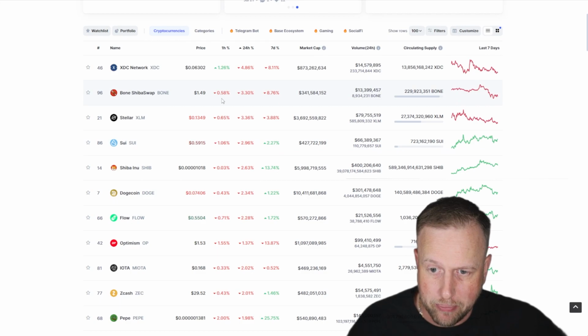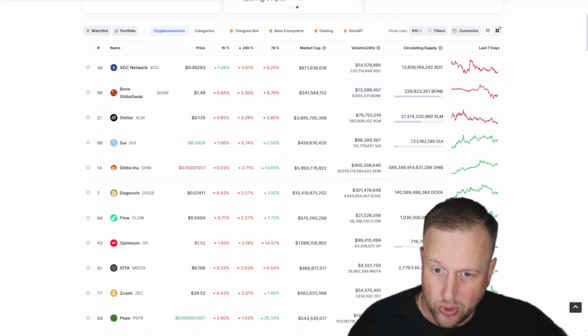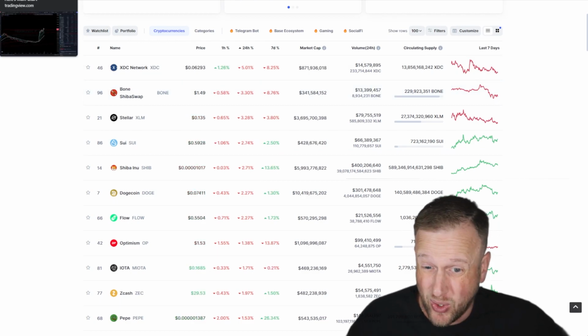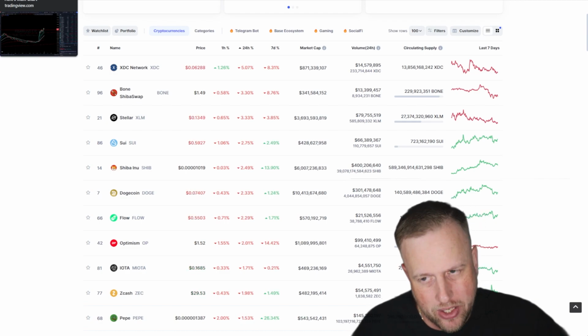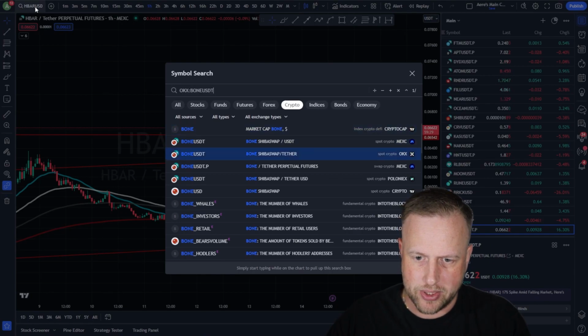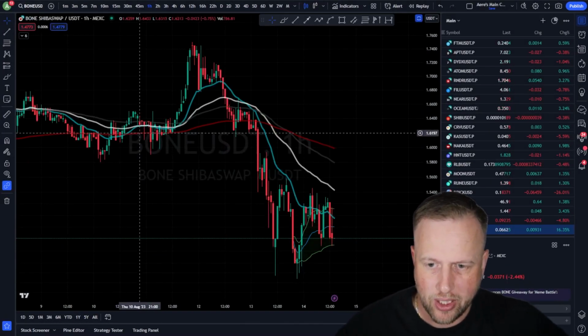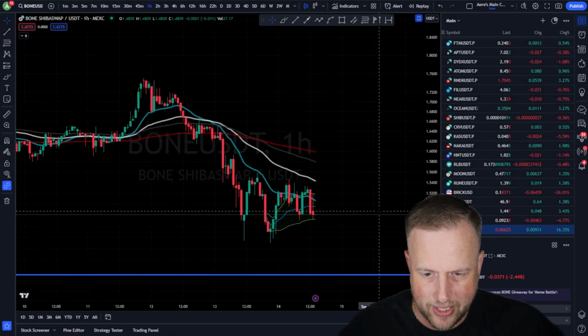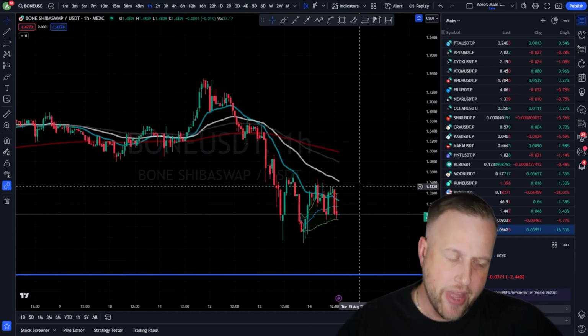So let's look at Bone Shiba swap, right? So let's pull up Bone. It's down over 7 days, 10%. That's because it had a huge run, right? So if we look up Bone USDT on MEXC, you can see it had a huge run, and now it's just kind of flopping out a little bit. But you then would TA the coin.